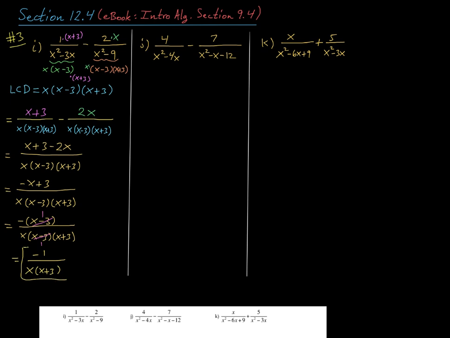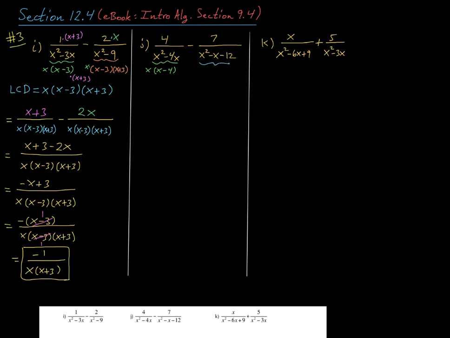Okay, so yeah, a lot more complicated, but pretty much the same idea, right? Start with the LCD and then just kind of go from there, right? One step at a time. All right, let's check out J next. So we have x squared minus 4x. I can factor out an x, leaving me with an x minus 4 in parentheses.